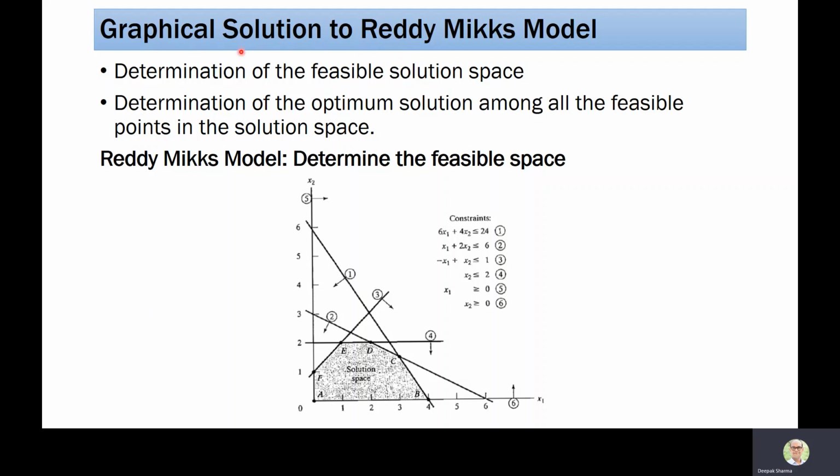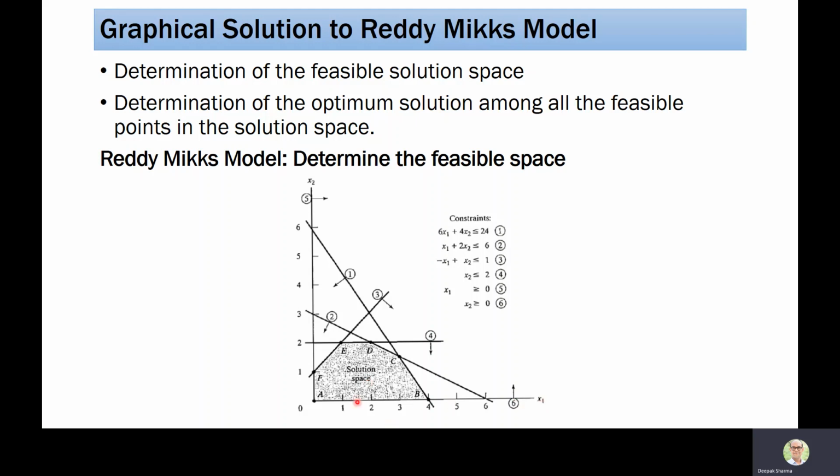So this graphical solution will help us to determine the feasible solution space. We are going to find the feasible solution space first. Thereafter, we will be finding the optimal solution among all the feasible points in the solution space. So let us take this ready mix model here. Our first task is to determine the feasible space.